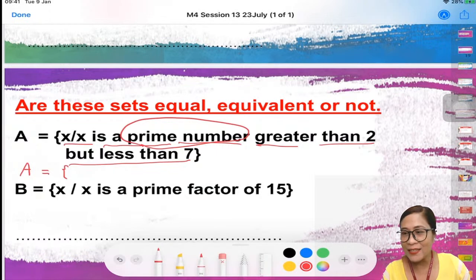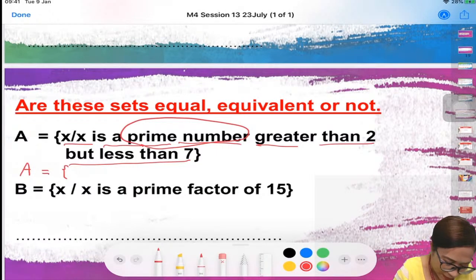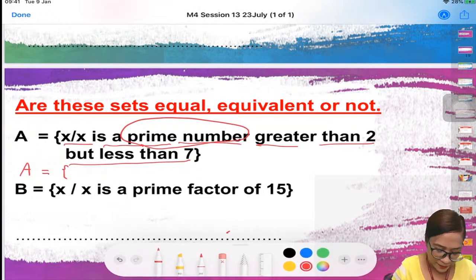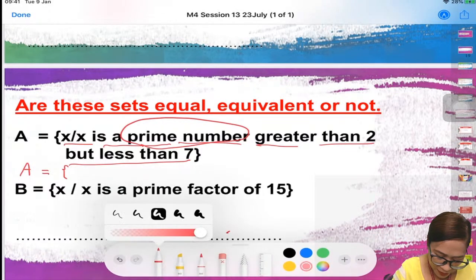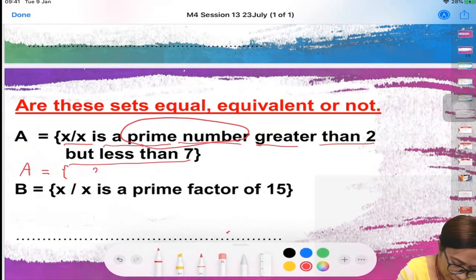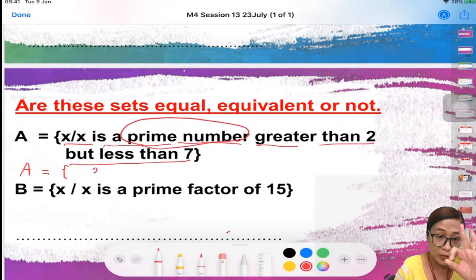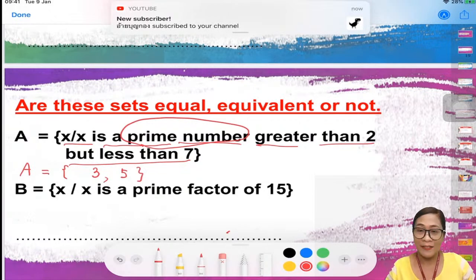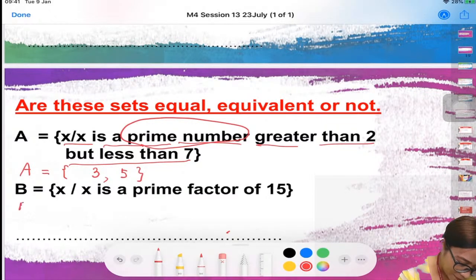Yes, so God of circle, we have the prime number greater than 2 but less than 7. Okay, the answer should be 3. Greater than 2, so it should be 3, 5. It should be less than 7. So this is it. Only that. Okay, how about letter B?